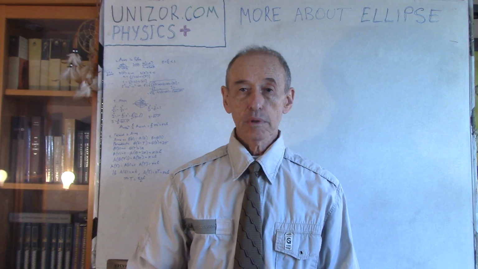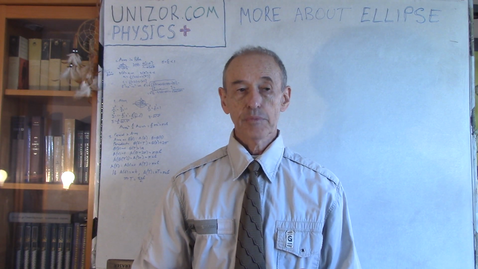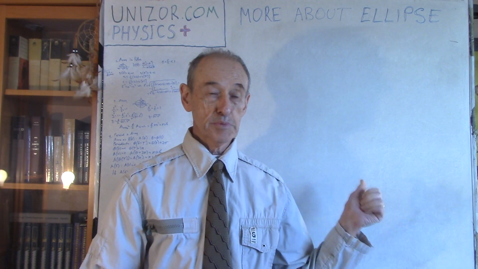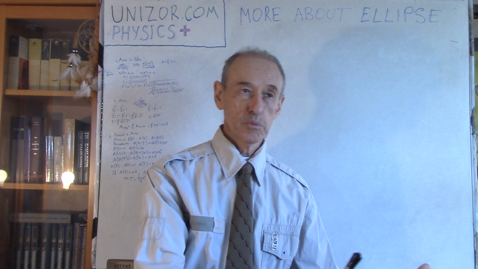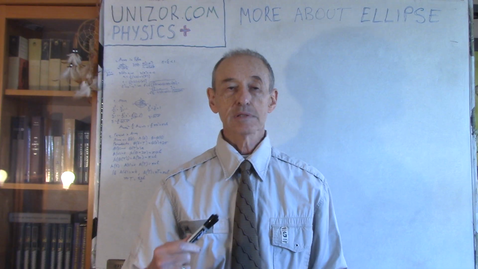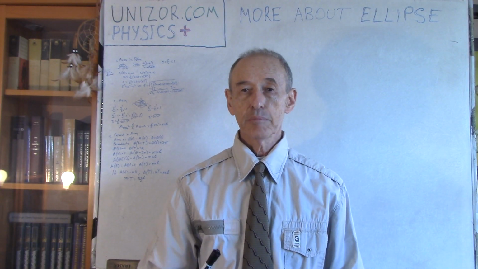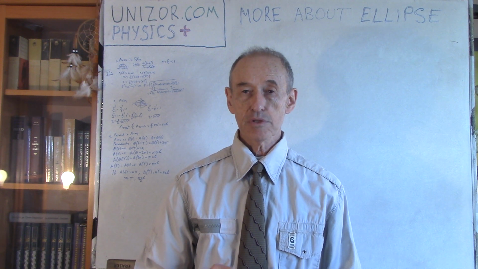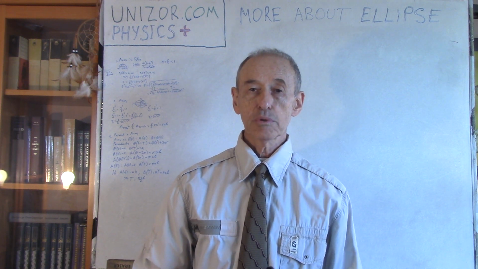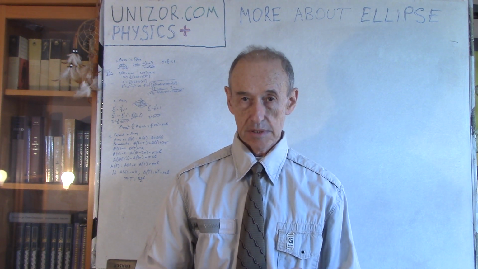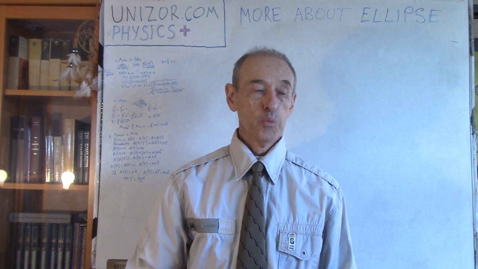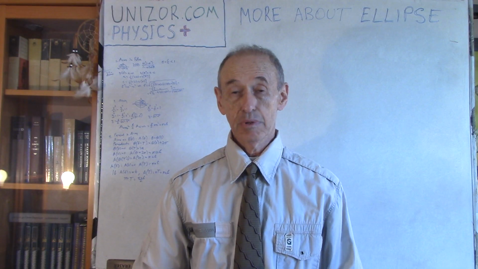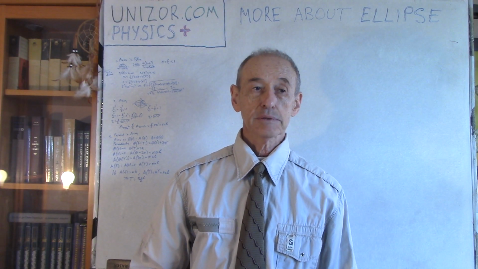In this particular way of using ellipses, what's important is to consider them not only in the traditional Cartesian system of coordinates, but also in a polar system of coordinates. Why? The reason is kind of simple.